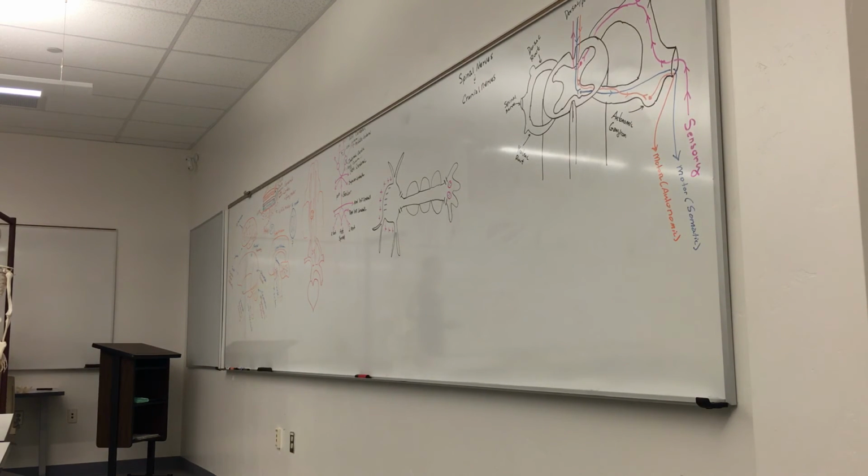Now, the macroglia, we have several subtypes of macroglial cells, and I'll talk about the major ones. The first major subtype of macroglial cells look kind of like stars, and so we call those astrocytes. Does anyone know what astrocytes do? What's their primary function?